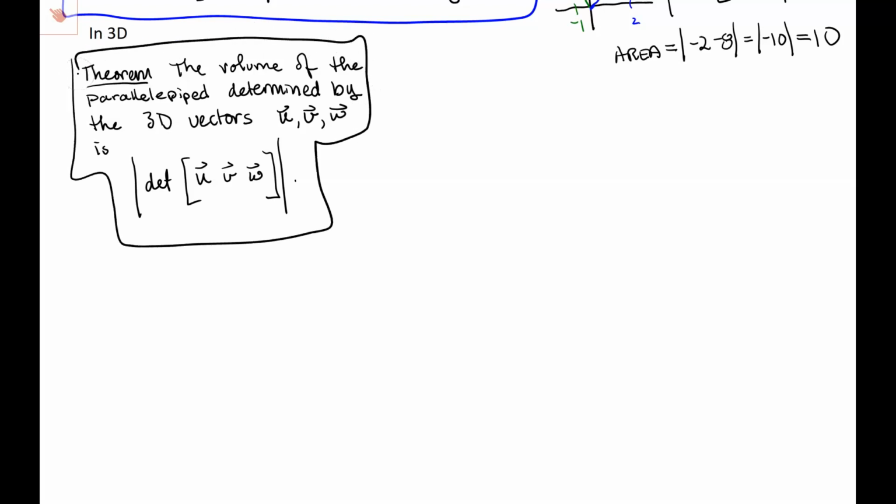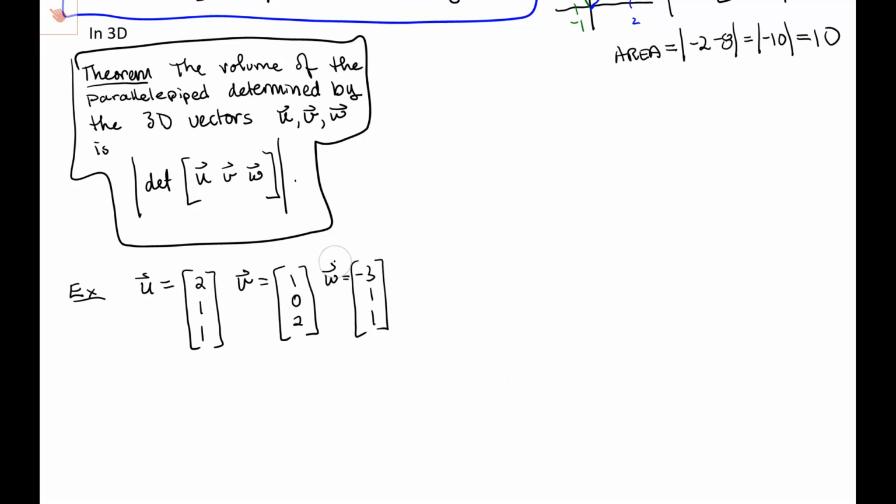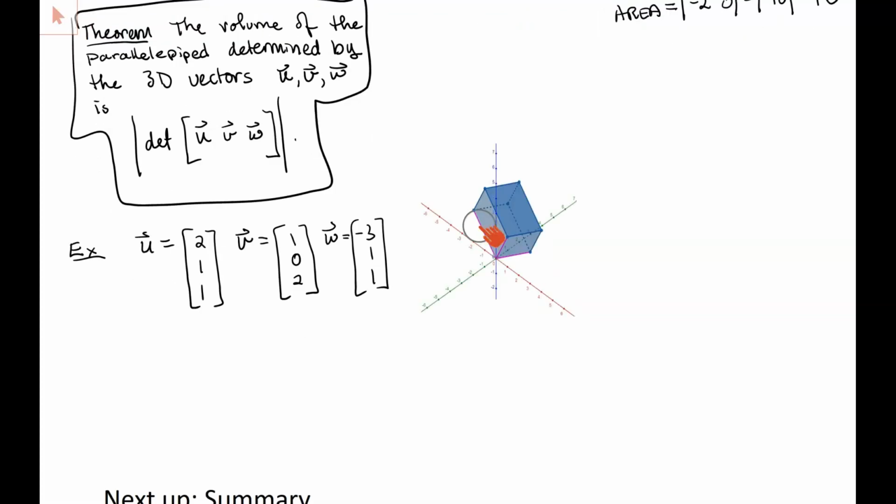So let's see a couple of examples. We'll take u equal to (2, 1, 1), v equal to (1, 0, 2), and w equal to (-3, 1, 1). Now the picture of these 3 vectors in 3-dimensional space looks like this. Those 3 pink edges that you see are these vectors.